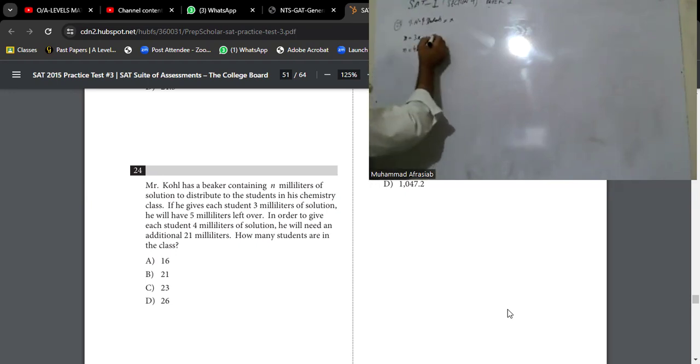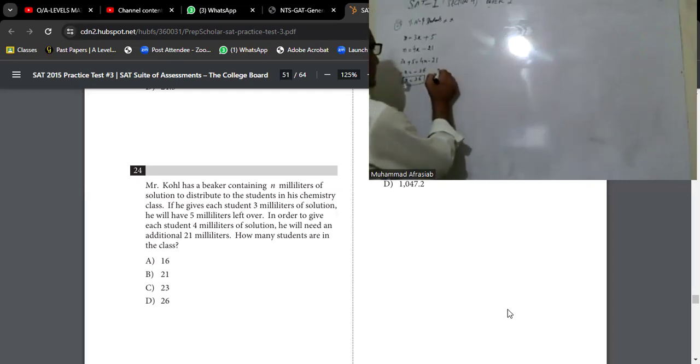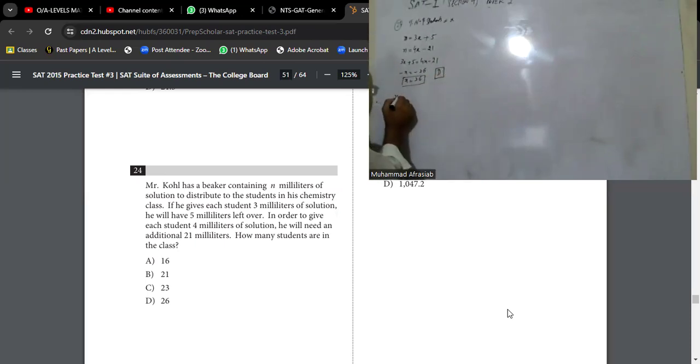If we compare these two equations, 3x plus 5 is equal to 4x minus 21, then minus x is equal to minus 26, or x is equal to 26. So the total number of students in the class is 26. There are 26 students in that class. So this is the answer, D part, the solution of this question.